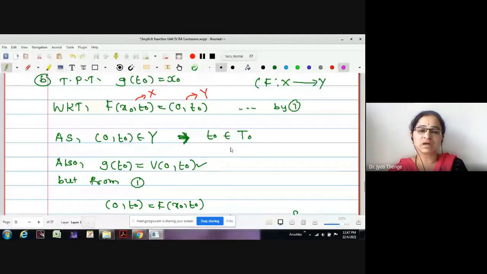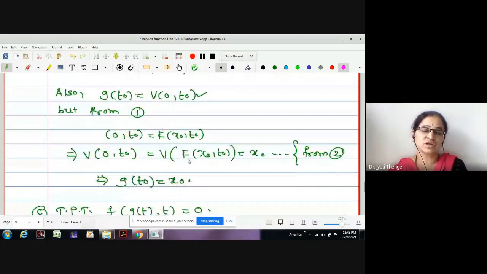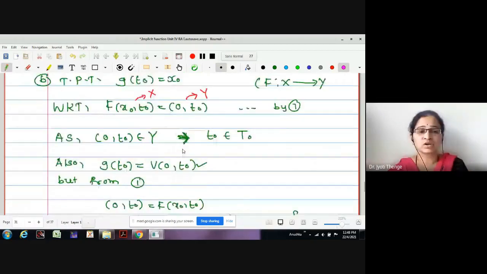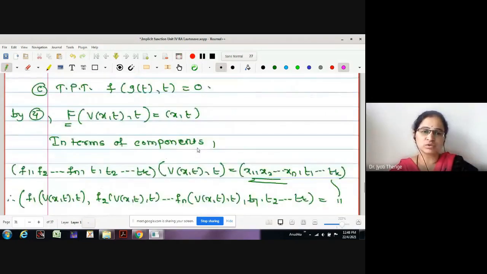If small t0 is in capital T0, according to the function, g(t) is v(0, t). Let us find what is the value of v(0, t0). Therefore, I have written (0, t0) is f(x0, t0) from statement number 1. Let us take v on both the sides. If I take v on both the sides, it gives you g(t0) is equal to x0.